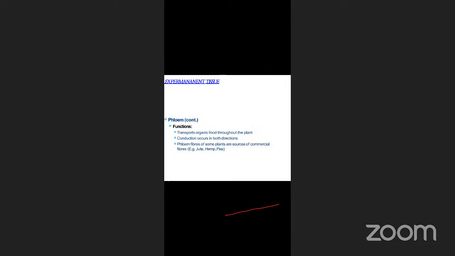Next, phloem function. We know it transports organic food throughout the plant, from the leaf to the whole plant body. Conduction can occur in both directions in phloem, up and down, whereas in xylem there is only unidirectional conduction. Phloem fibers of some plants are sources of commercial fibers, such as jute and hemp.